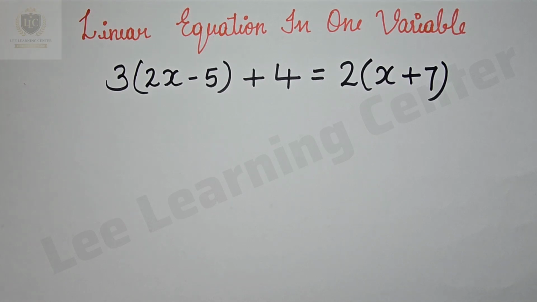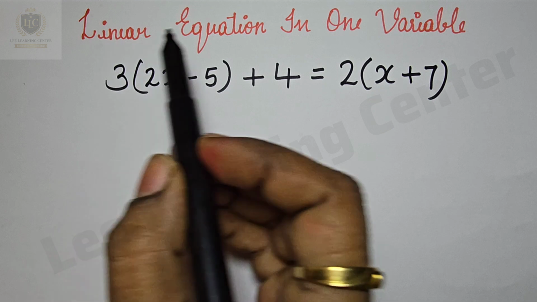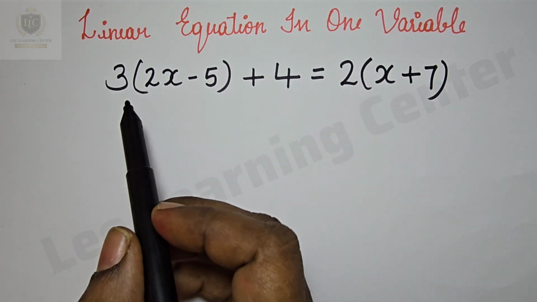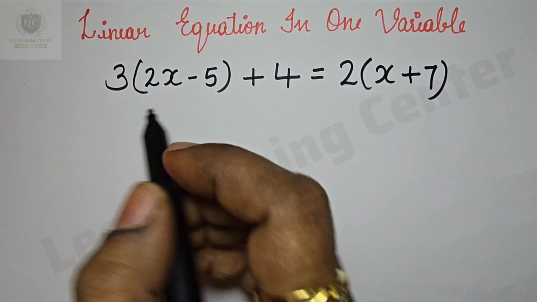Hi everyone. Today let's solve the linear equation in one variable. To start with, let's multiply the number outside the bracket with each term inside.